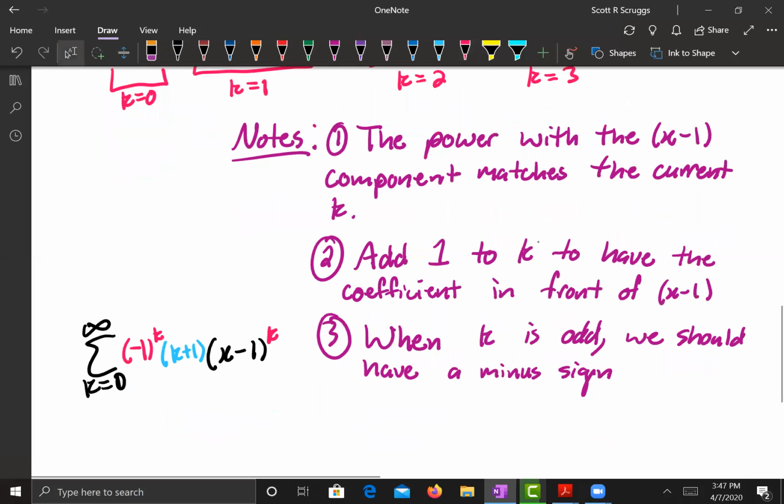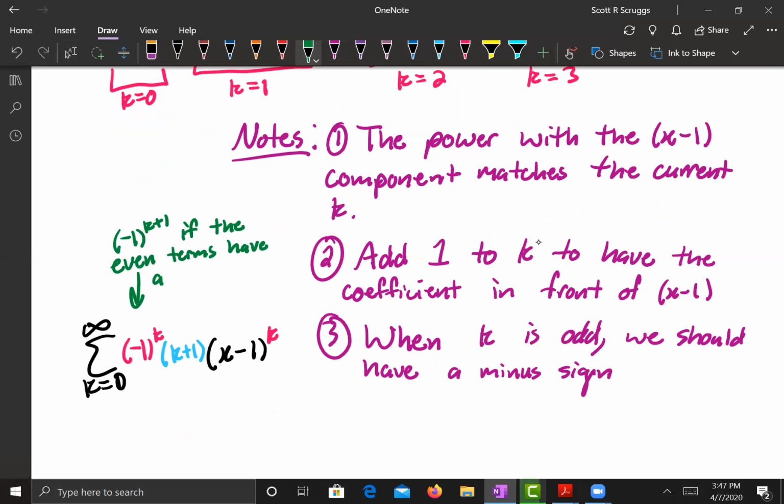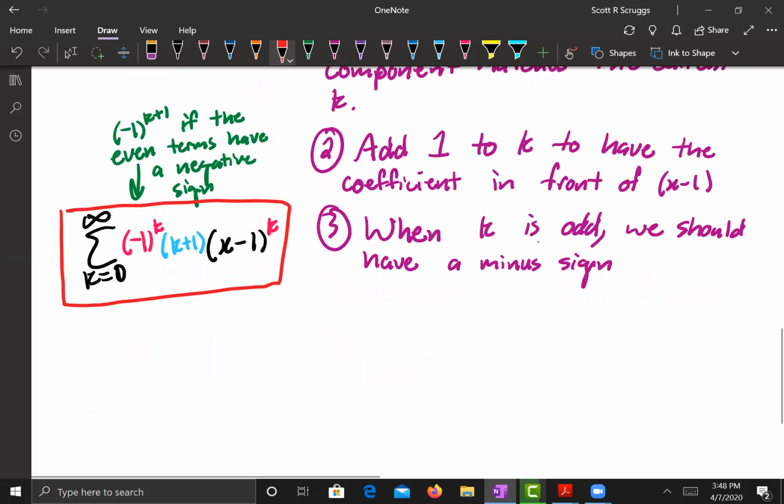Now, if it was the even terms to have a negative sign up front, I would do -1 to the k plus 1 power. But because the odd ones are the terms that have the minus sign up front, that means I'm going to write -1 to the kth power. All right, so now we have our power series for our Taylor series for this problem.